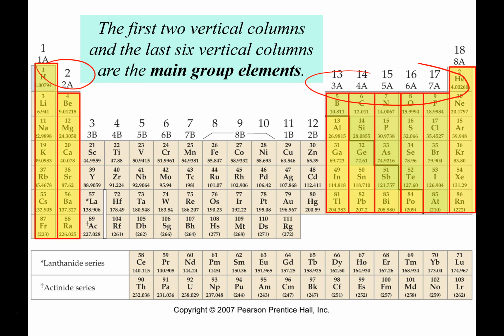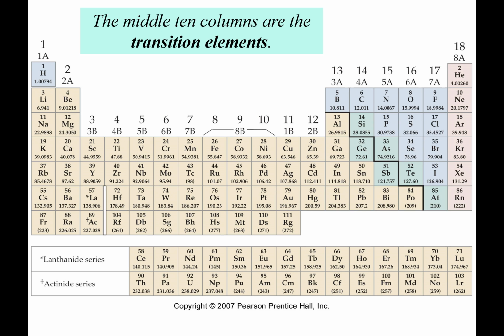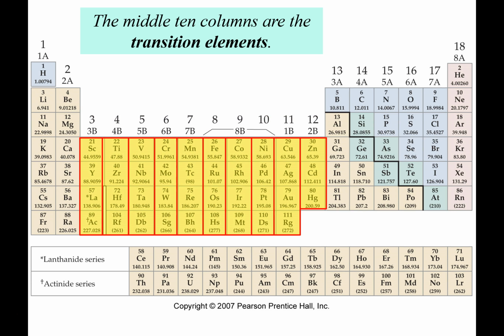Now already we're chunking up the periodic table differently, aren't we? Do you see some of the main group elements are metals, some of them are non-metals? Well, all right, welcome to my world. Does this make sense? All non-metals are main group elements, right? So these B guys are called the transition elements. So again, chunking up the periodic table: main group elements, transition elements.